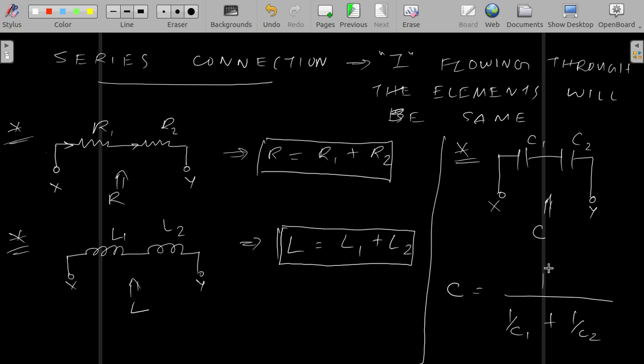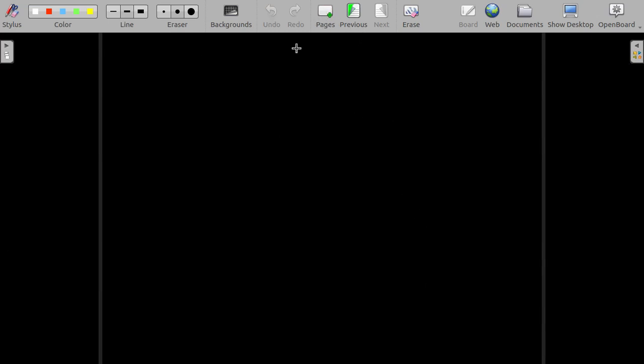When we come to the parallel connection, this will be similar in the sense that the way inductance and resistances react will be similar, and the way capacitance reacts will be somewhat different, right? So parallel connection.